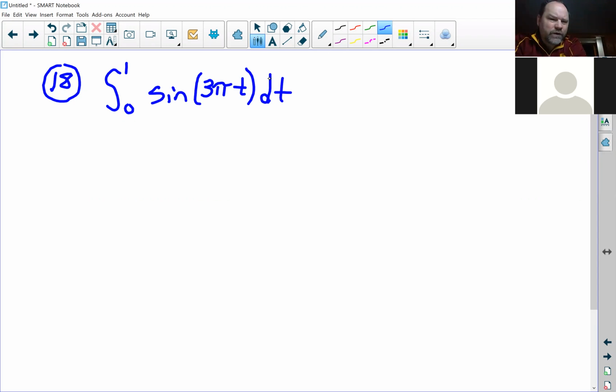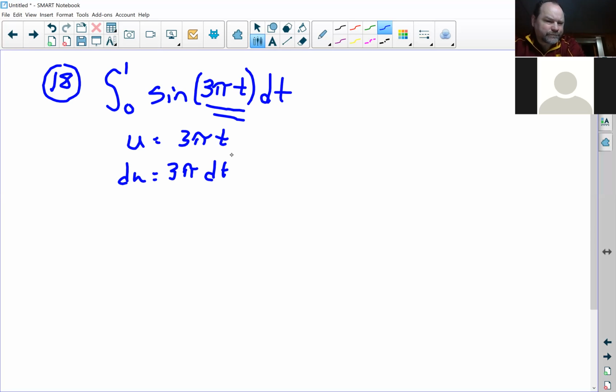And then 18. So again, for this one, I have a composite function. So my first thought would be u substitution. And I don't have that 3 pi outside of the sine function, so I would divide by 1 over 3 pi.